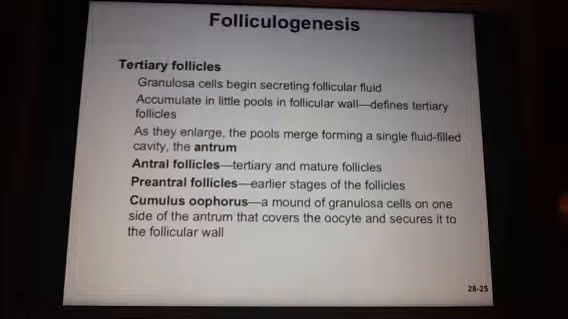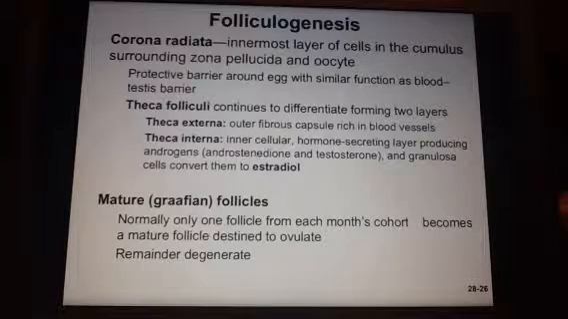And this talks about how we have a mound of granulosa cells on one side, and that covers the oocyte and secures it to the wall of the follicle. Basically, we have a layer of cells that makes a barrier around the egg, similar function to the blood-testes barrier. Makes two layers. Again, I feel like there's a lot going on here, and I just kind of want you to know the overview.